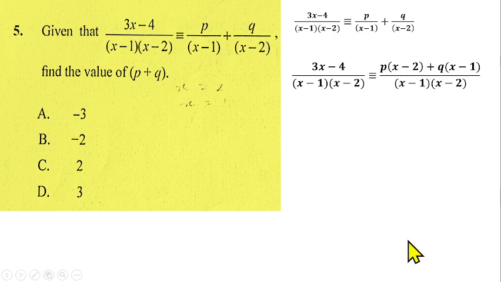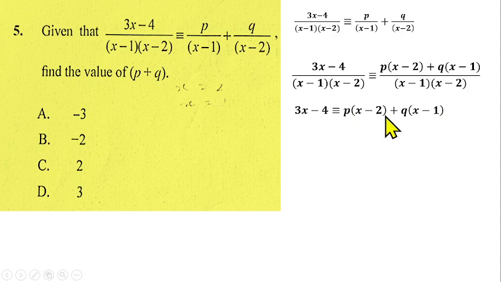So technically, this will cancel this, the denominator will cancel the denominator on both sides. So that means we'll be having 3s minus 4 equivalent to p into s minus 2 plus q into s minus 1. Then from there, we can now find the value of p and q.